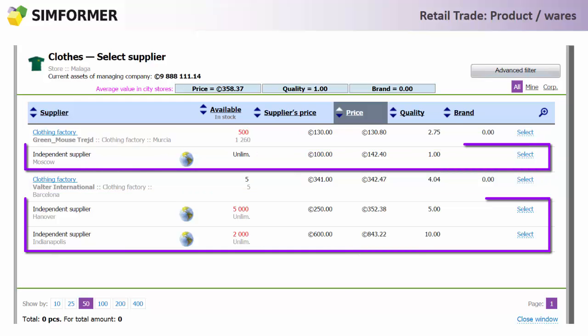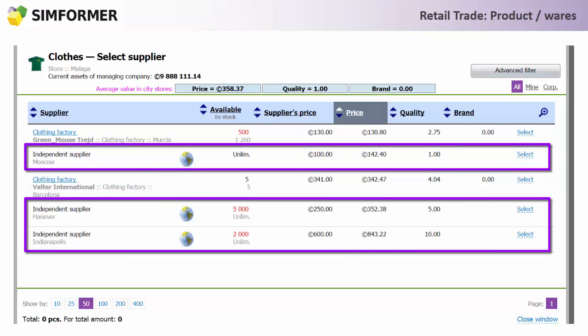Now, independent suppliers, these computer-generated ones, have an unlimited amount of goods they're selling, unless there is a limitation on the amount of goods of high quality that is limited to the maximum order. But their price is fixed and always stable, and they are the most trustworthy ones. The difference is that their goods will never have a brand value.